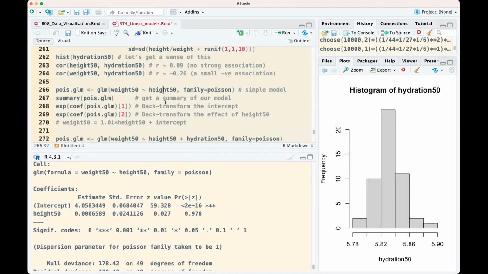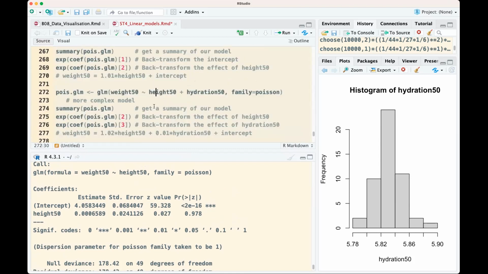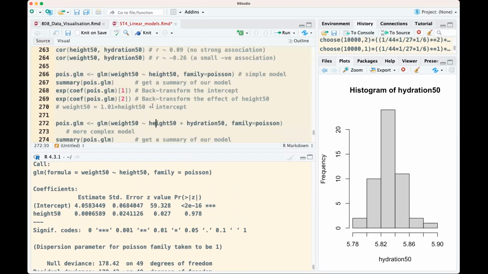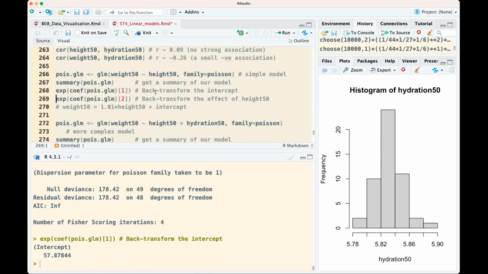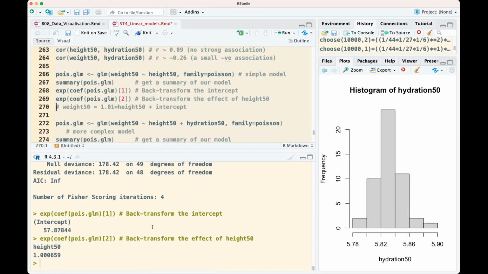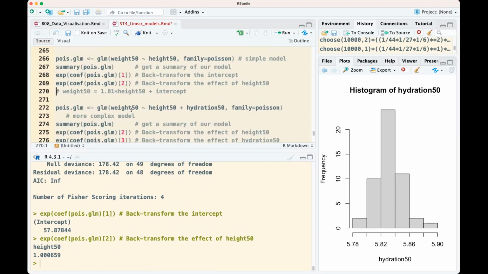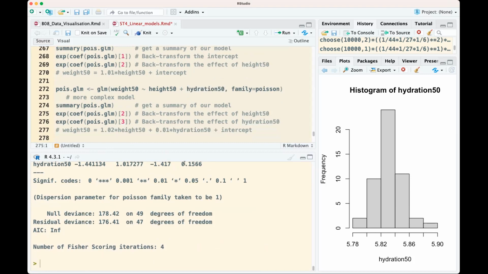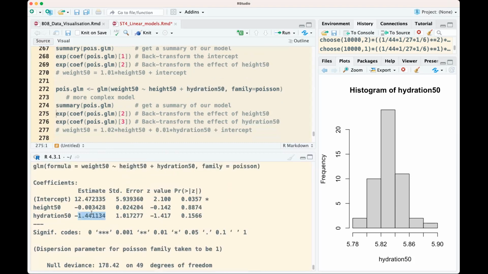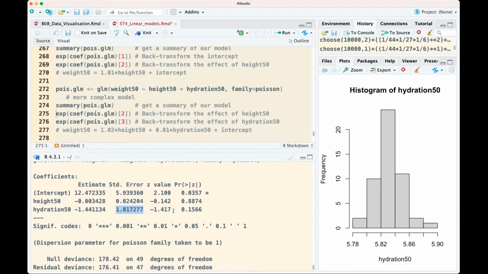If we had a more complex one where we're going to add another factor, we can back transform this to get the intercept and then the height. So you see the height value for 550 is close to 1, indicating it's a very small effect, whereas the intercept is large. If we do it for a complex model, including hydration 50, we can see in our summary that we get an estimate of hydration as minus 1.4 and a standard error that's very similar in terms of magnitude, indicating it has no substantial effect.